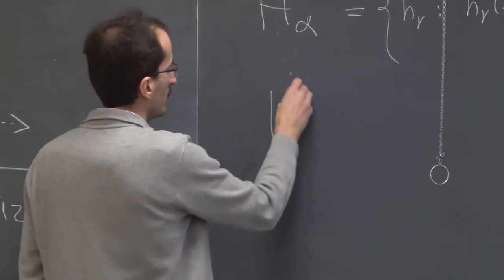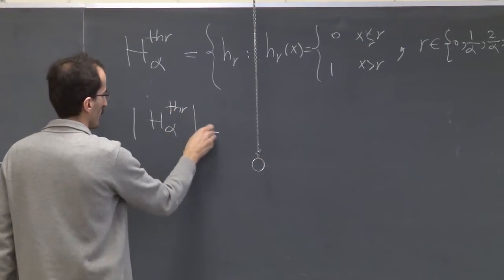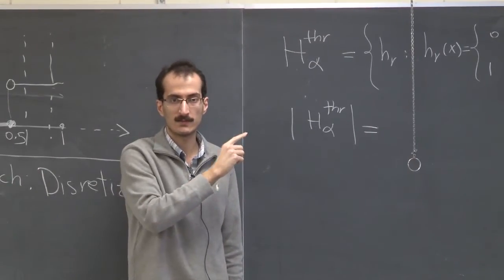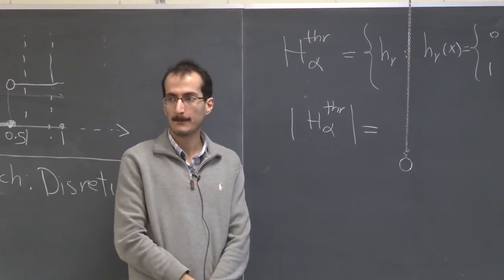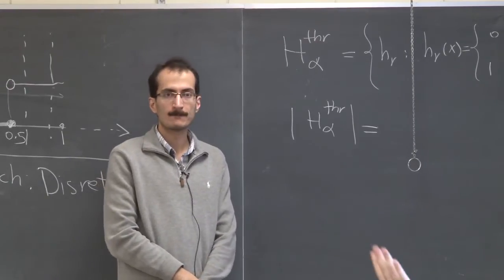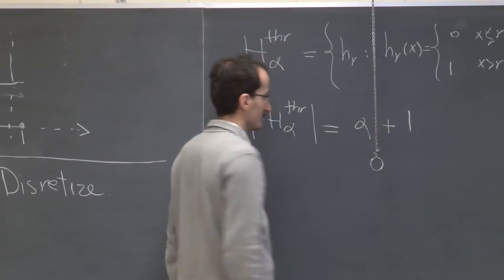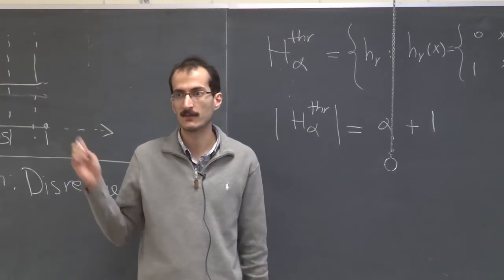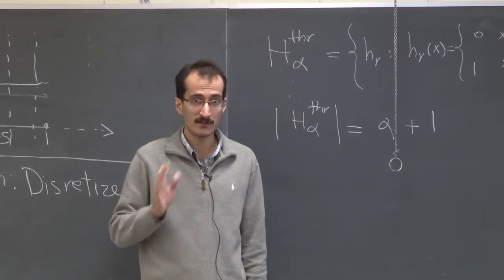So here, what do you think about the size of this class? How many functions are there for a specified alpha? Yes, exactly. And we can use this bound on the sample complexity of PAC learning. But in theory, it can fail.